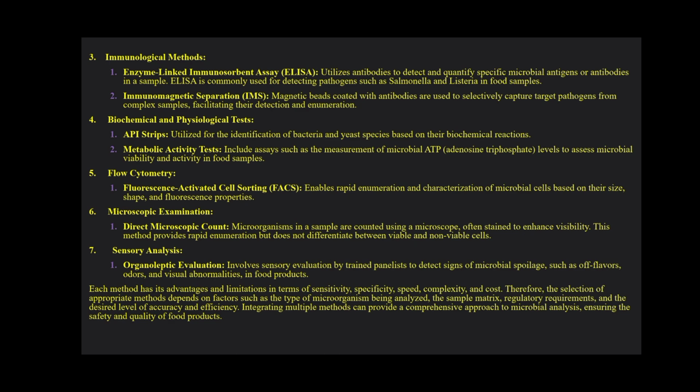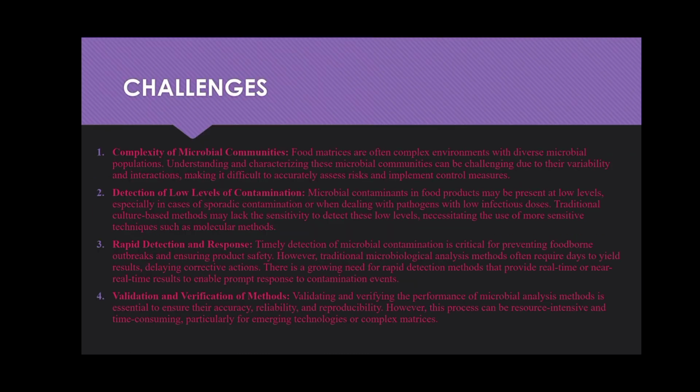Next, we can see about immunological methods. In immunological methods, we can detect and enumerate food microbial contaminants through enzyme-linked immunosorbent assay, that's ELISA, and immunomagnetic separation. Next, biochemical and physiological tests: API strips and metabolic activity tests, flow cytometry, fluorescence-activated cell sorting, microscopic examination, direct microscopy, sensor analysis, organoleptic evaluation.